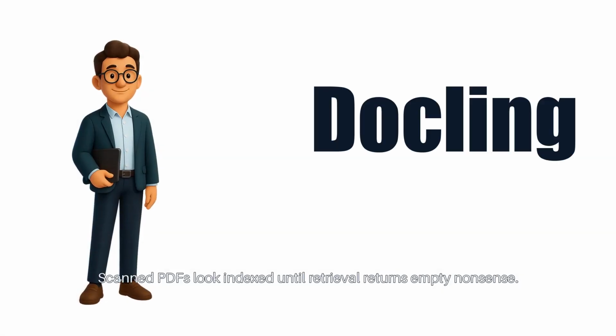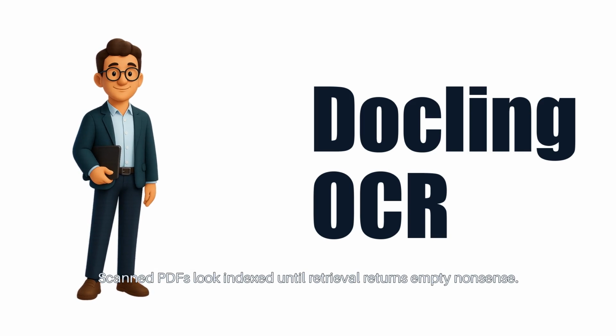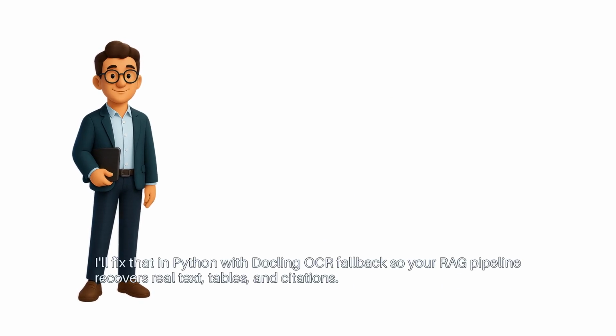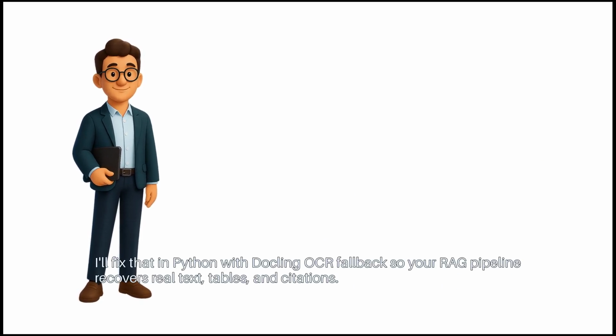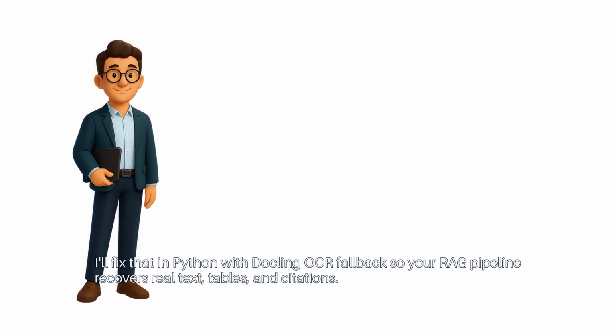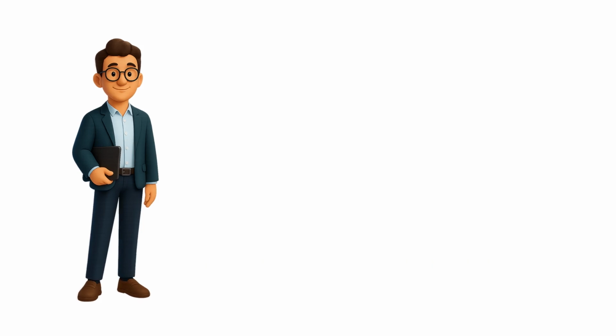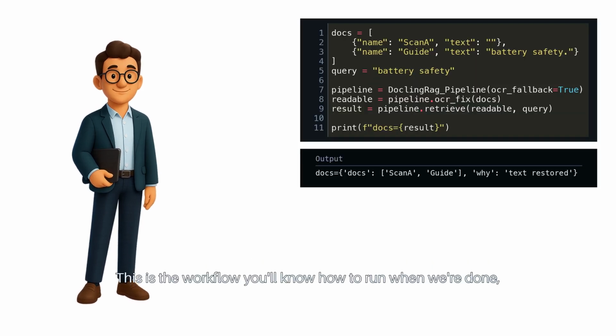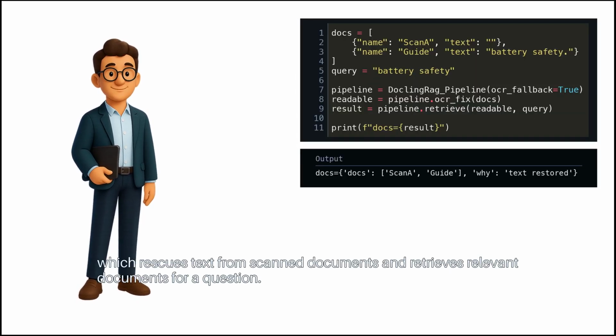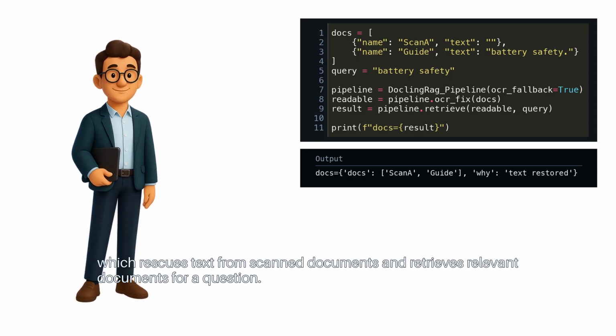Scanned PDFs look indexed until retrieval returns empty nonsense. I'll fix that in Python with Docling OCR fallback, so your RAG pipeline recovers real text, tables, and citations. This is the workflow you'll know how to run when we're done, which rescues text from scanned documents and retrieves relevant documents for a question.